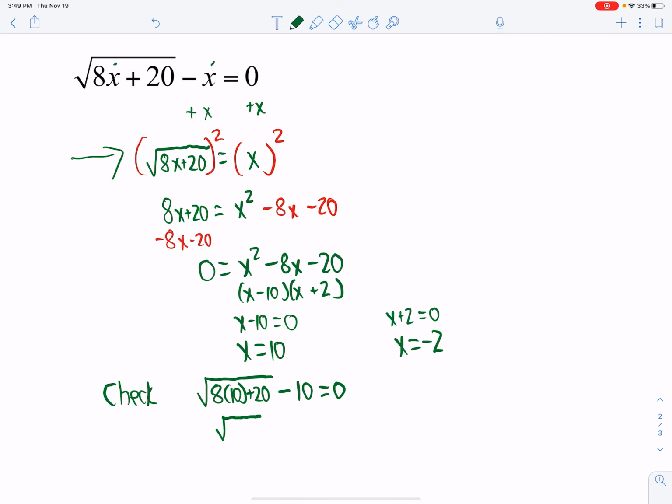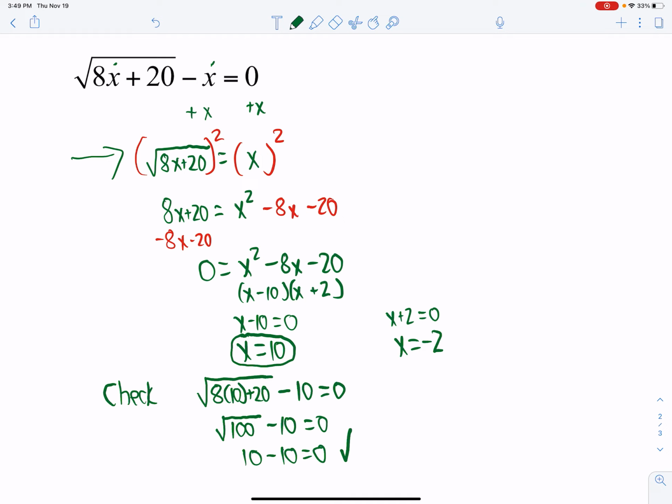And we want to see if this is true or not. Well, 8 times 10 plus 20 is 100. The square root of 100 is 10. So we have 10 minus 10 equals 0, and that works just fine. So when we checked that number, we got a true equation. x equals 10 is a solution.